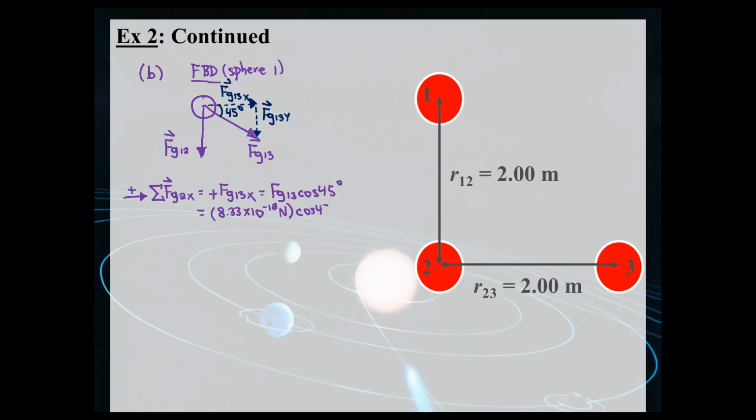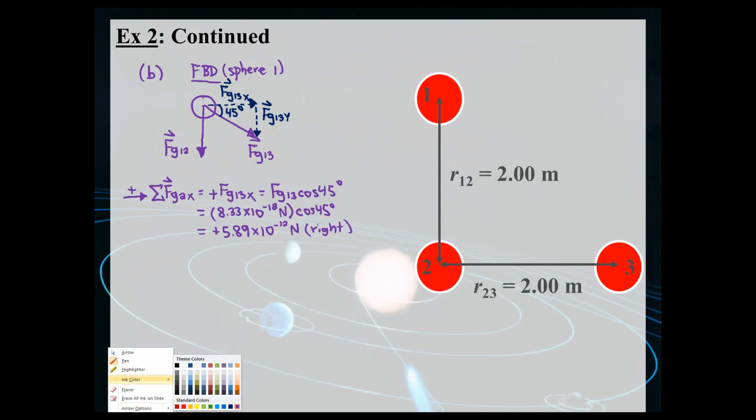Times cosine of 45 degrees. And that's going to give me the net gravitational force in the x direction is equal to positive 5.89 times 10 to the power of negative 12 newtons. And the positive means the force is towards the right. Okay, so we're going to make use of that force momentarily. The fact that it's this magnitude and it points toward the right.